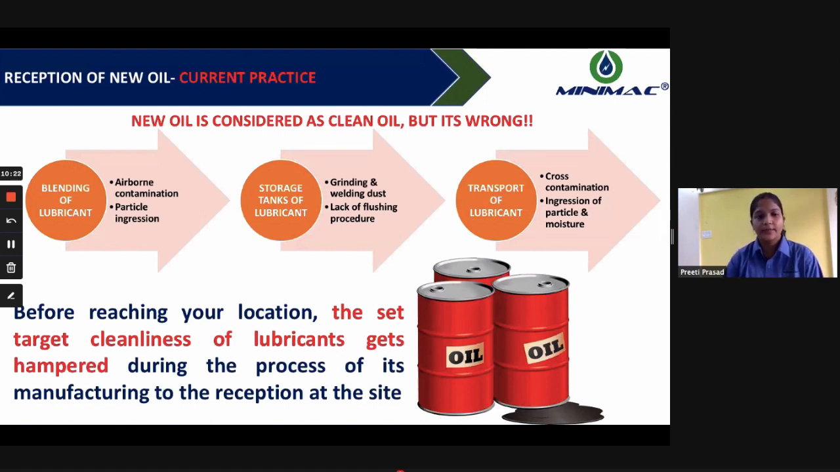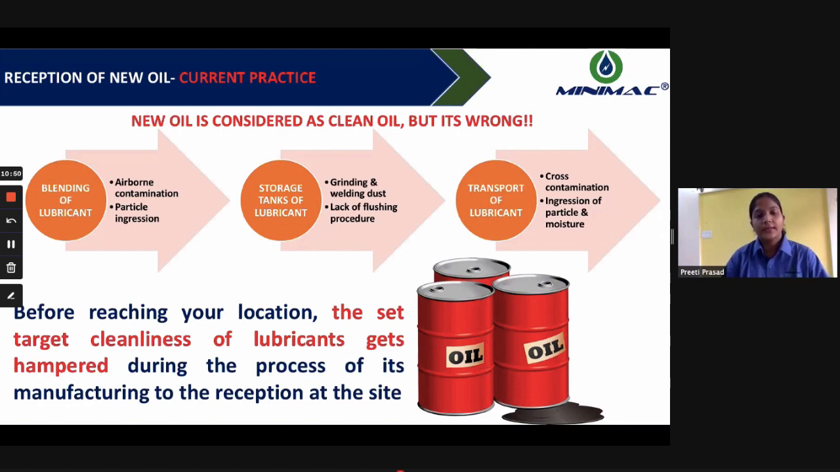In just 3 points, the first one is the blending of lubricant, where the base oil and the additives are mixed. And during this process, there are many contaminants which get involved, like airborne contamination and particle interactions. The blending is done with the agitation of air or with a slow speed blender. So all these types of contaminants get involved during the process.